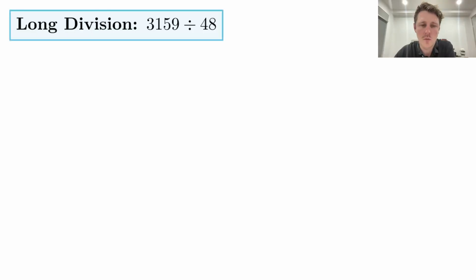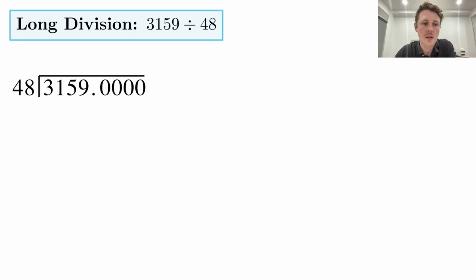So if we were to start working that out, you might be familiar with this kind of notation. 3,159 is the dividend. 48 in this case is the divisor, and you just got to keep those words in mind as we work through this. And then the algorithm basically says, all right, ask yourself, how many times is 48 going into 3? Doesn't work. How many times is it going into 31? Doesn't work. How many times is it going into 315? And then this is where you make a bit of an estimate.